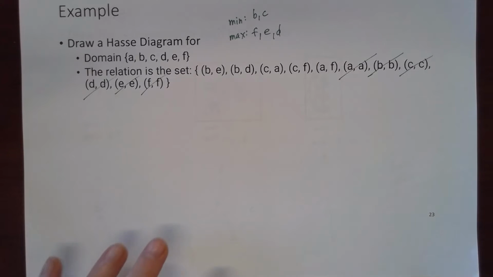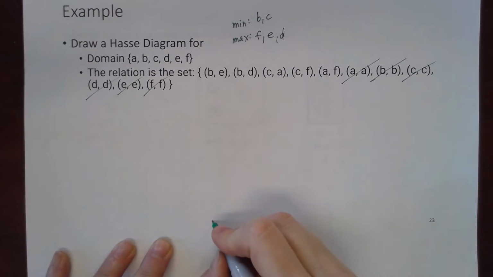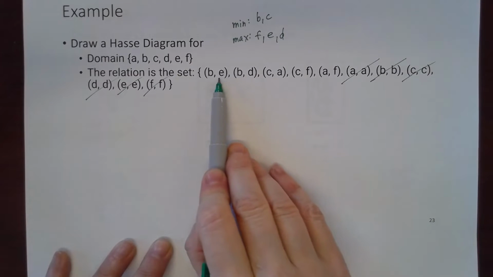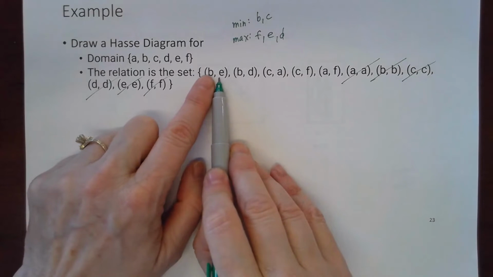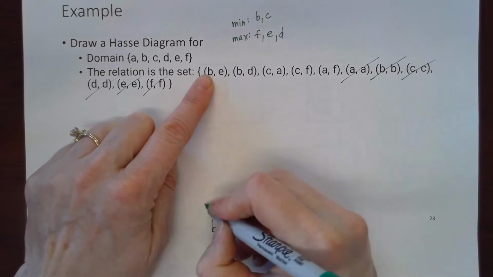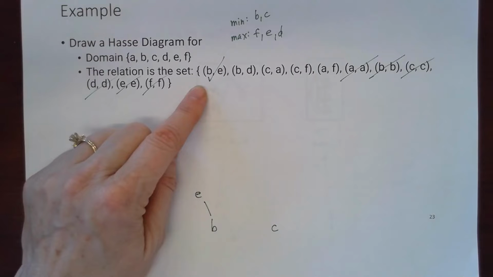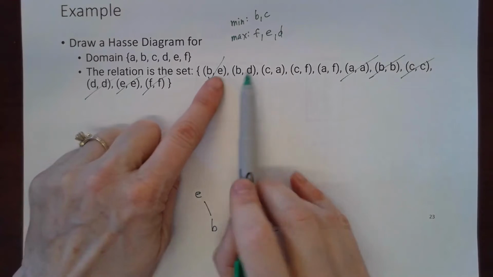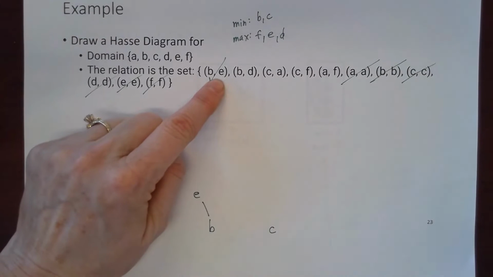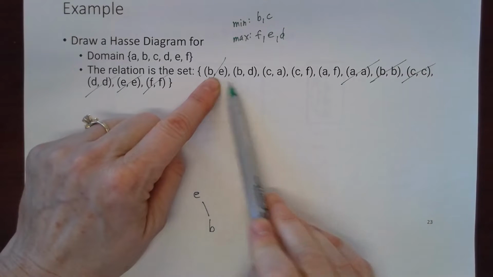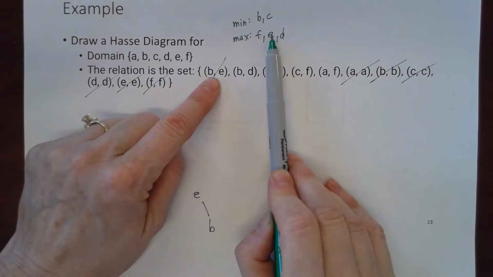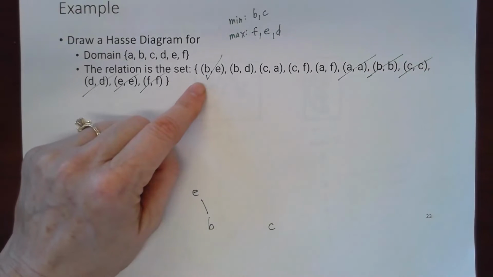Okay, so we know that we probably want our B as a minimum, and we want C as a minimum. So let's start at B. We would have to have an edge from B to E, so that takes care of this one. Let's follow that path up. Are we going to come from E to anything else? Well, no, we said E is a maximum. So that's kind of the end of that path.